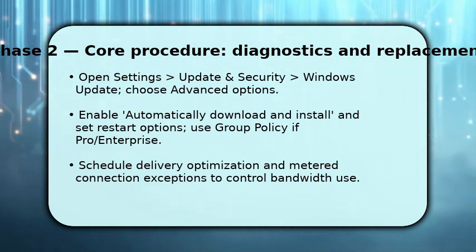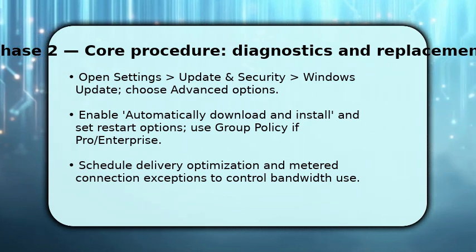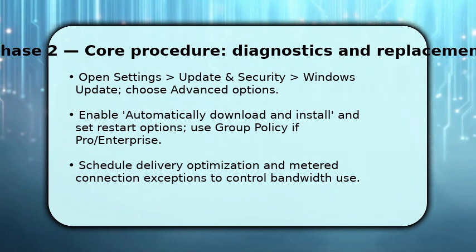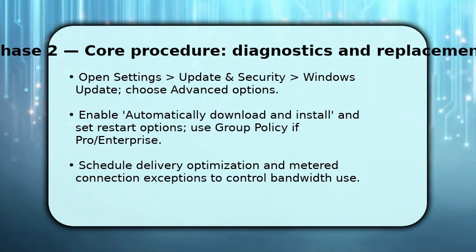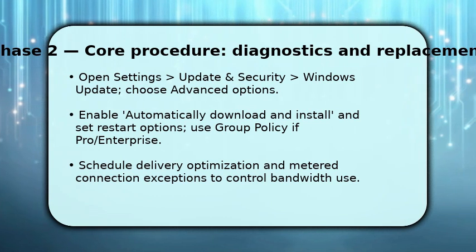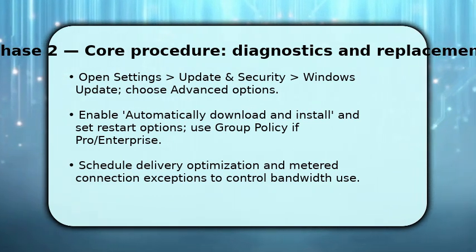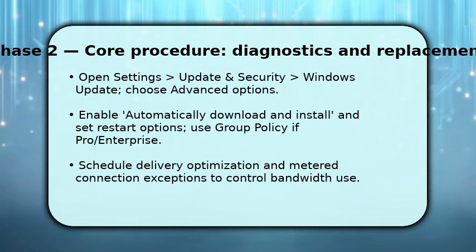If you're on Pro or Enterprise, use Group Policy Editor to enforce auto-updates across profiles. Computer Configuration, Administrative Templates, Windows Components, Windows Update. Also configure Delivery Optimization and Exceptions for metered connections to prevent surprise data consumption.